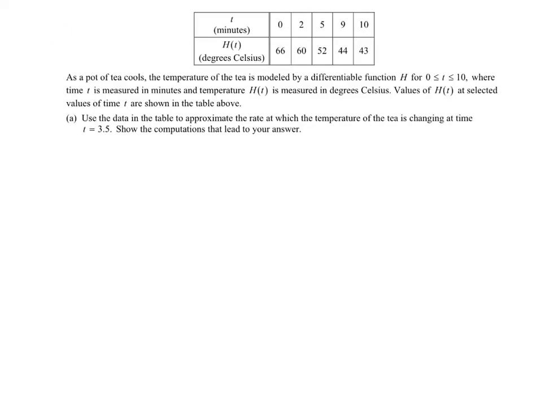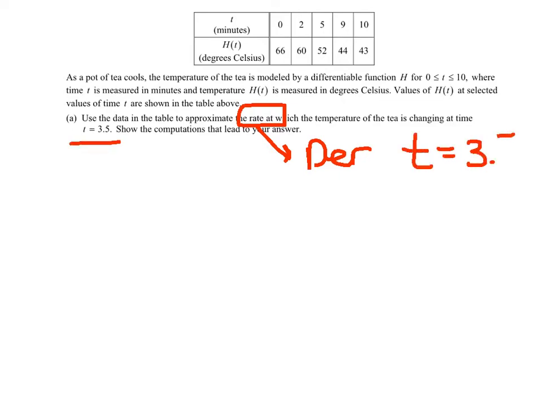All right, part A. Use the data in the table to approximate the rate at which the temperature T is changing at time t equals 3.5. Show computations that lead to your answer. Well, the key calculus word in the sentence to me is that 4-letter word, rate, which is telling me to look at the derivative. And where should you look at the derivative? Well, at t equals 3.5. You'll notice 3.5 falls between 2 and 5. So those are the 2 points I'm going to use.